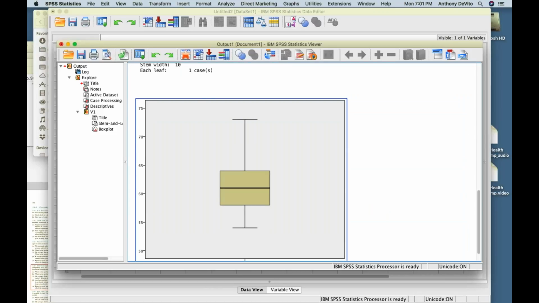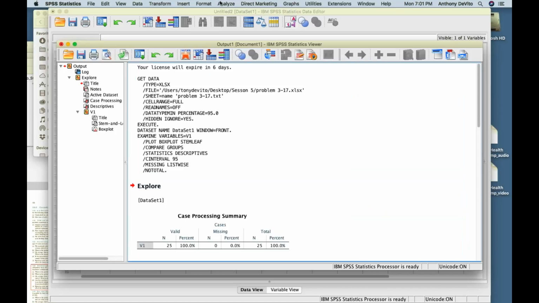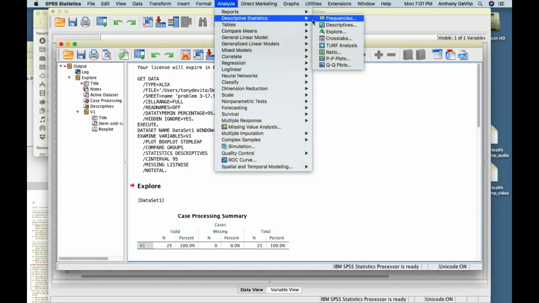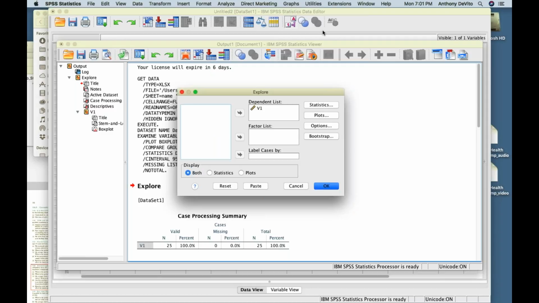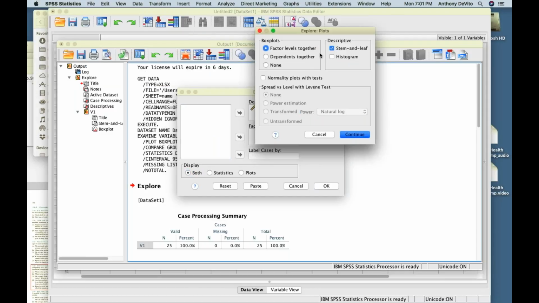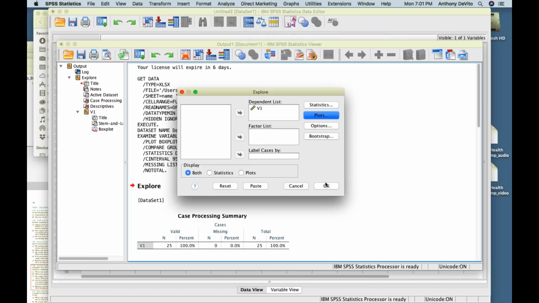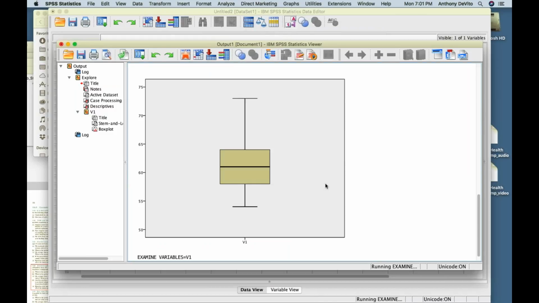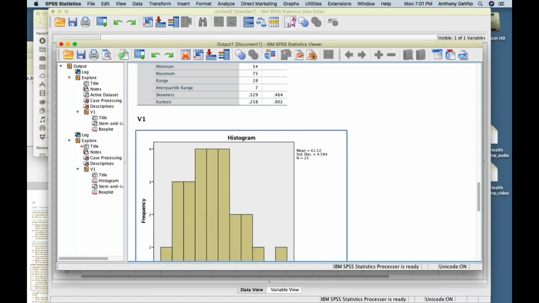Oh, there I get my box plot. It would have been nice to have a histogram, wouldn't it? Analyze, I'm going to go back in again to explore, except this time under plots, I'm going to ask it to include a histogram. And I'll just click continue. And okay, that's simple. Okay, just have to open it and select that file.